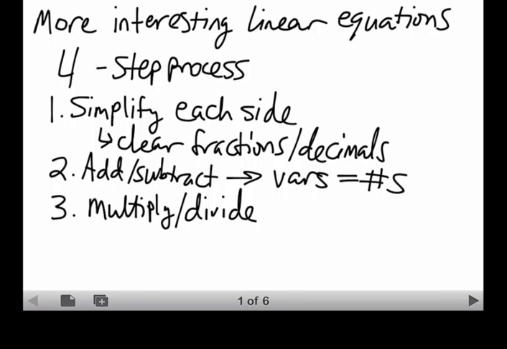Now you'll notice that the second and third steps are kind of backwards from the order of operations. Recall that the order of operations is for expressions, and these two steps get kind of switched when we're solving equations. The fourth step is to check our solution. A lot of times we'd rather skip this step, but it's good practice.